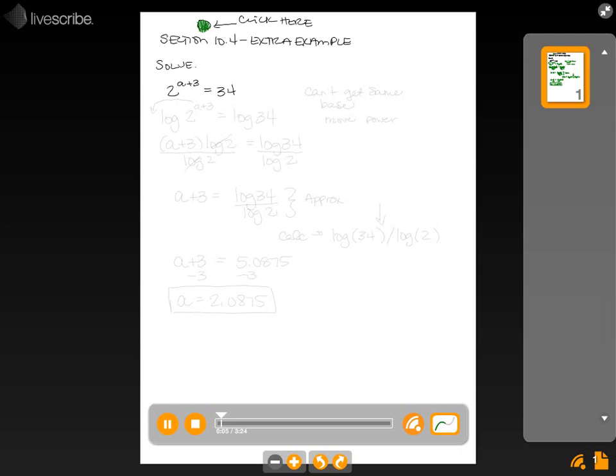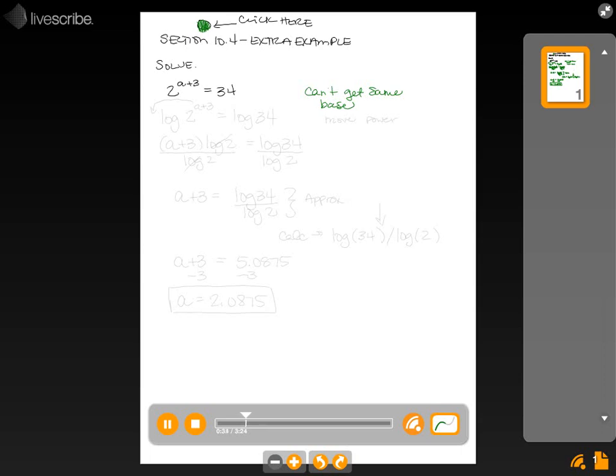Okay, these are some extra examples for section 10.4, which was on common logs. Now, we've got a problem here and it says to solve. The reason we know that we're going to use common logs here is because you can't get the same base on both sides. If you can get the same base, you can rewrite both sides and the bases just cancel. Set your exponents equal. That's solving an exponential equation.